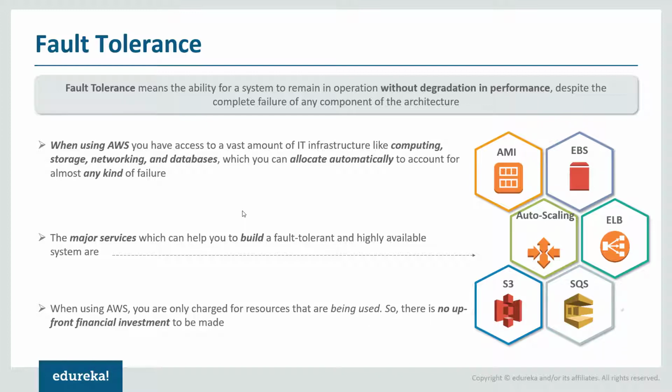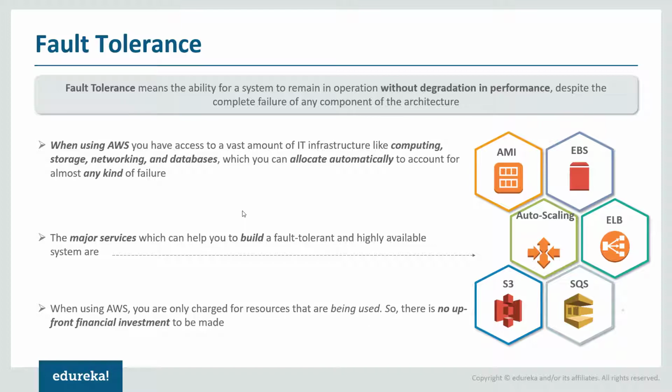So in AWS, if I have to bring fault tolerance into my applications or systems, there are some services. Let's look at those services. One is Amazon Machine Image, Elastic Block Storage, Auto Scaling, Elastic Load Balancer, Simple Storage Service, and Simple Queuing Service. If you are using these services, as you know, cloud doesn't need an upfront financial investment, so you are going to save a lot of cost with fault tolerance.